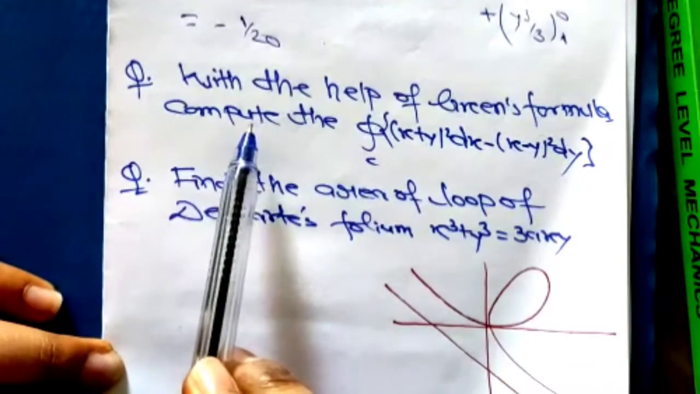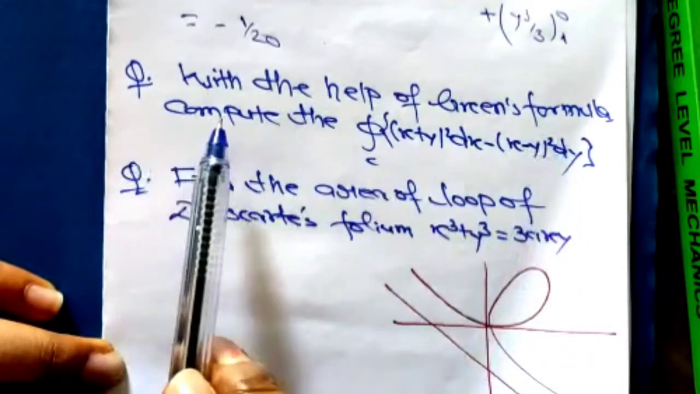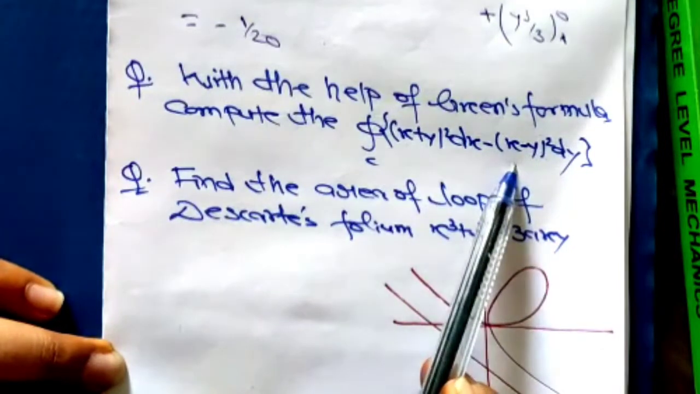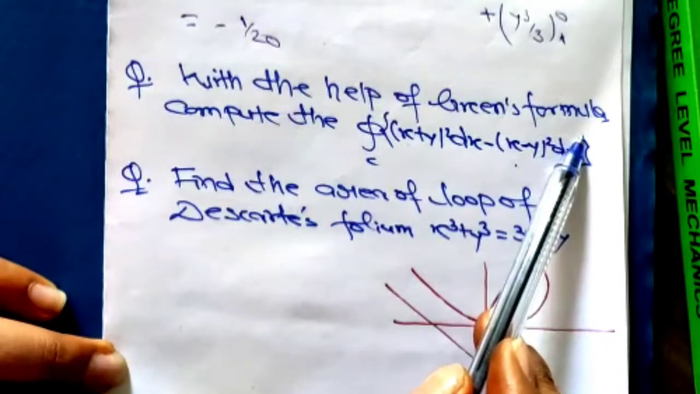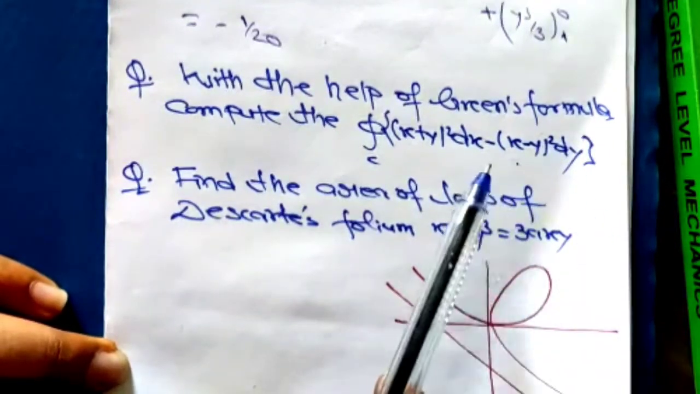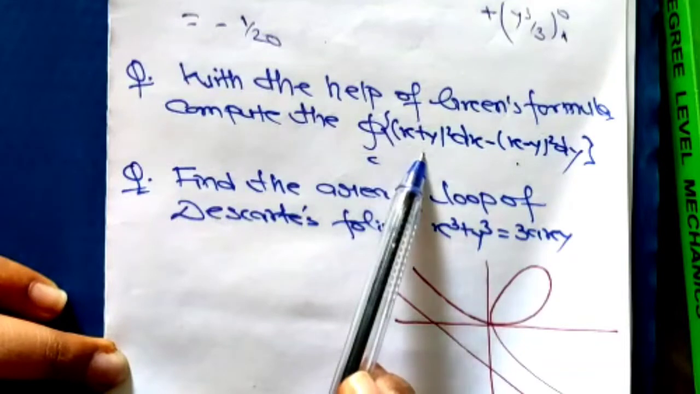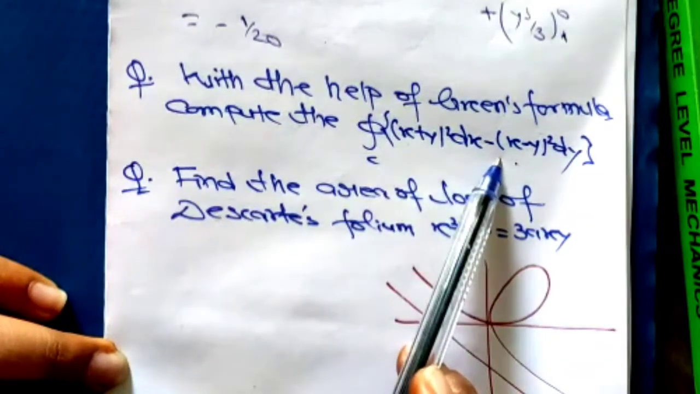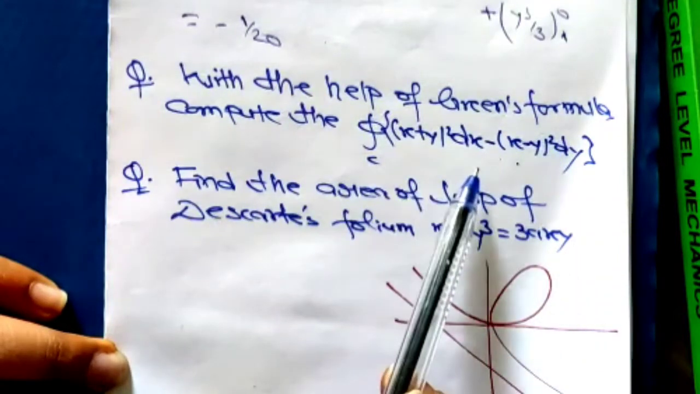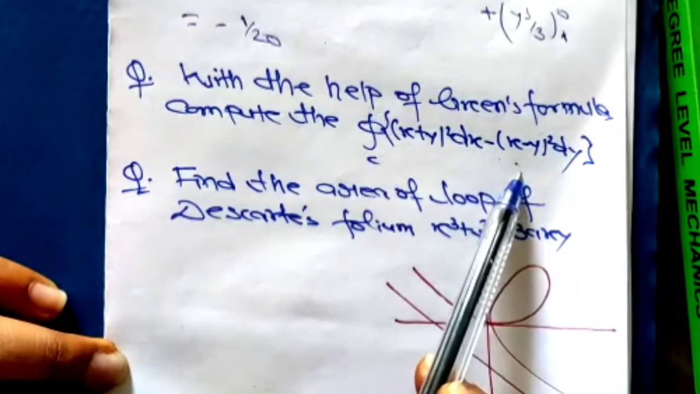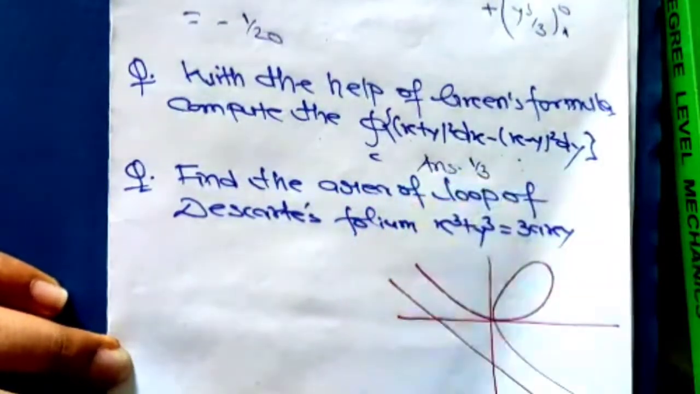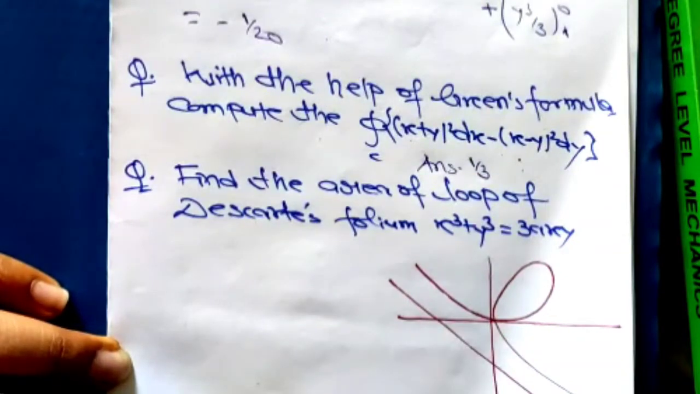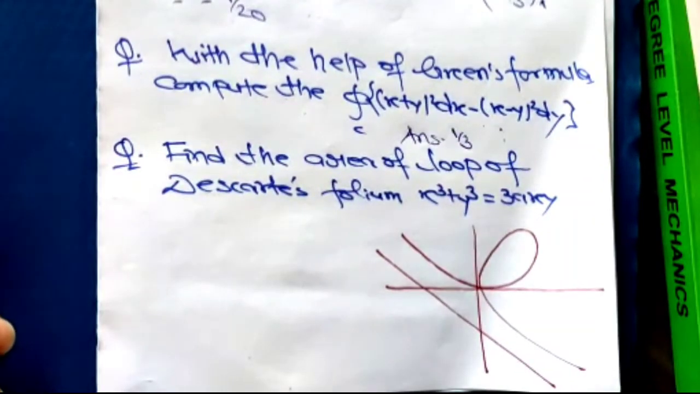So this is the homework for your practice. With the help of Green's formula, you have to compute this line integral. You have to find the value of this line integral using Green's formula. So I will give you one hint. You will find that this is m and this is n. You will find the partial derivatives for the Green's formula and find the surface integral. And you get the value for this line integral too. So the answer is 1 upon 3. If you got the answer, please comment down below. If you have any query, please tell me in the comment box.